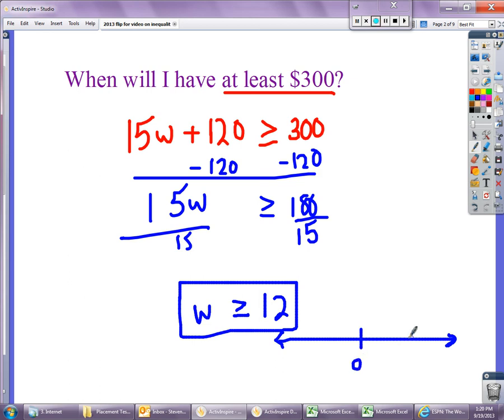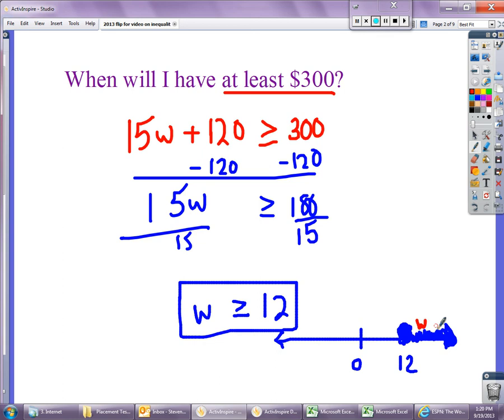So you have a 0, you have a 12. I'm going to fill in the circle because you could work 12 weeks. You'll have at least $300 if you work 12 weeks. You'll actually have exactly $300. But also 13 weeks works. 14 weeks works. So I shade in to the right of the 12. I can even shade in the arrow because it goes on forever. And this shows me all the possible answers that W, which is the number of weeks, could be.